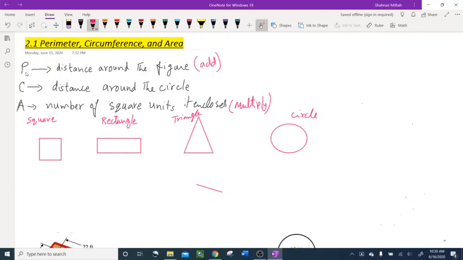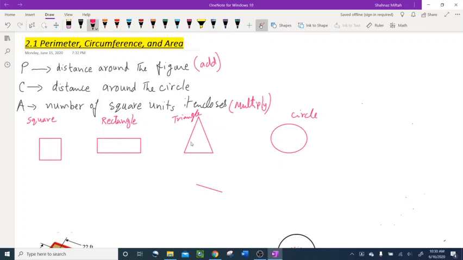Perimeter notation is capital P, and it's the distance around the figure. We add all the sides to get the perimeter. Circumference notation is capital C, the distance around the circle. Circumference is the special name for the perimeter of the circle, the distance around the circle. Capital A is the area, the number of square units it encloses, and we always multiply.